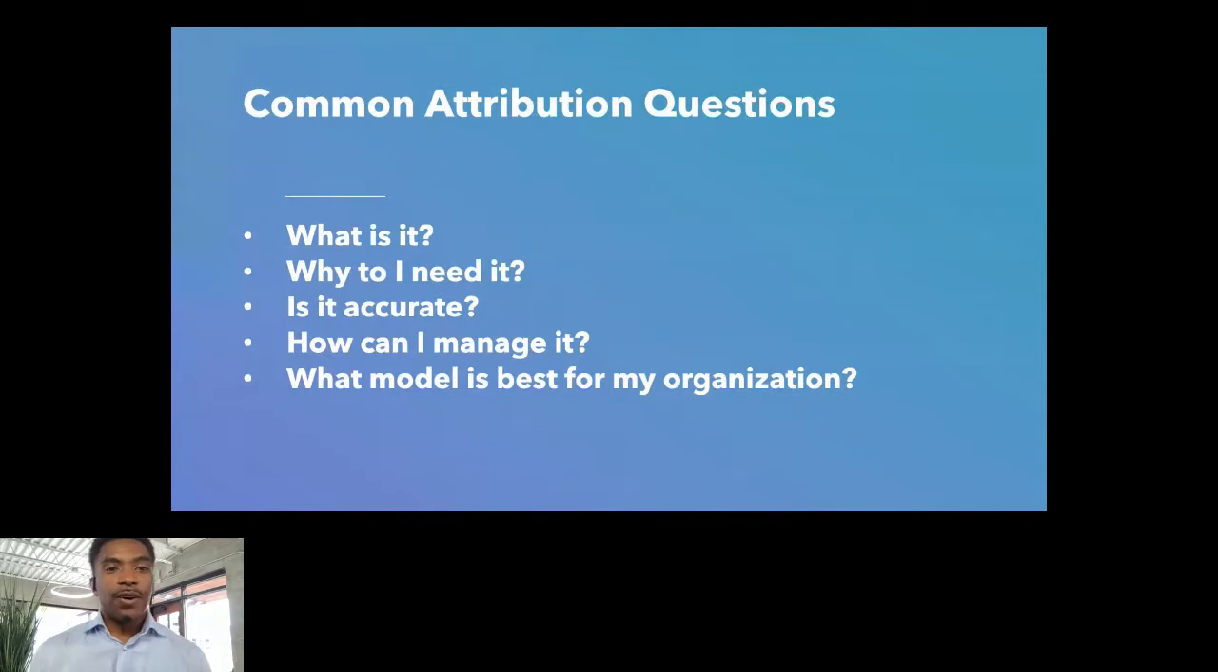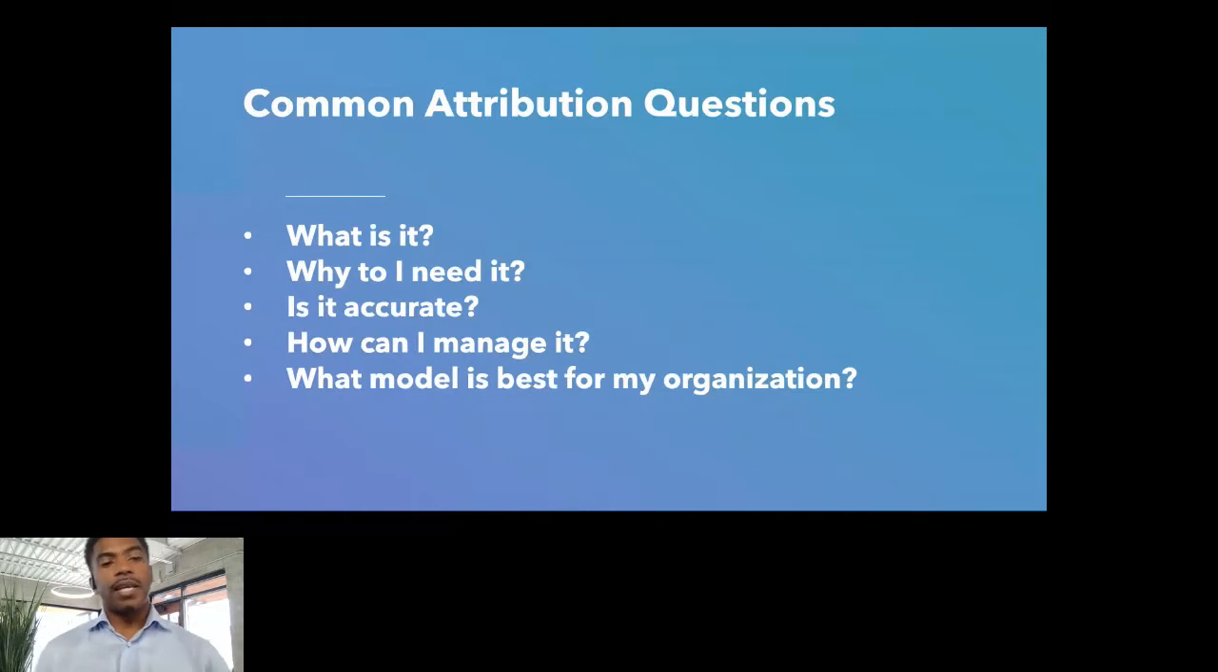Some of the questions that I get, when we go out and engage with customers and begin to speak about attribution: typically the customer is a bit more sophisticated in terms of their purview of marketing and thinking about return on investment of their total marketing spend. The types of questions we typically get are, first and foremost, what is it? Not everybody uses the thought of attribution in their day-to-day job. Two, why do I need it? Three, is it accurate? How do I manage it? And then finally, what model is best for my organization?